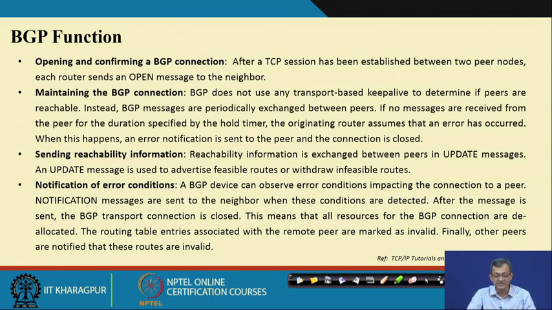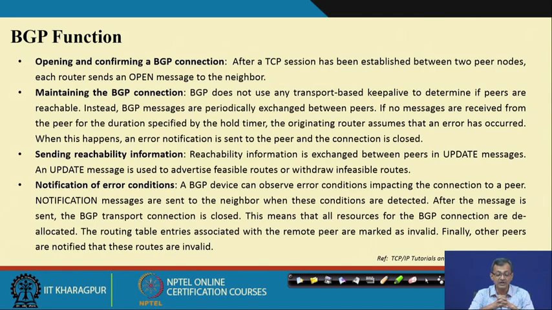Next is maintaining the BGP connection. BGP does not use any transport layer keep alive to determine if the peers are reachable or not. Instead, BGP messages are periodically exchanged between the peers. If no message is received from the peer for a duration specified by the hold time, the originating router assumes that an error has occurred. When this happens, an error notification is sent. So, it goes on beckoning between the peers whenever it is not receiving within a particular time period.